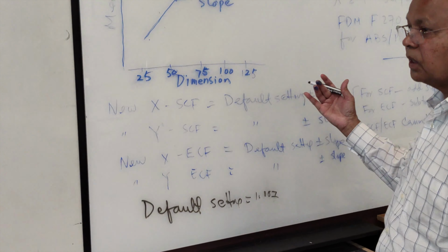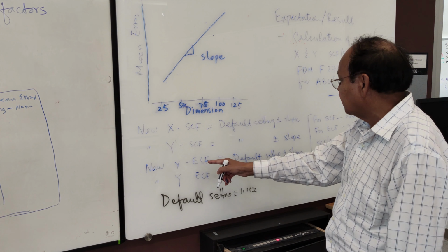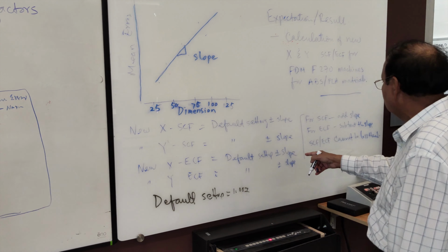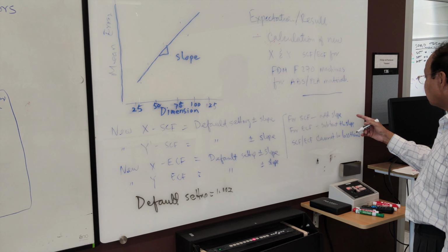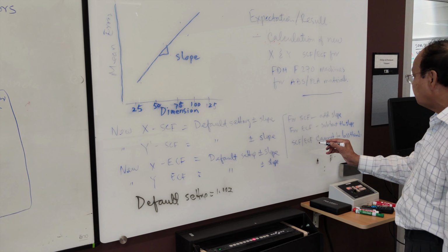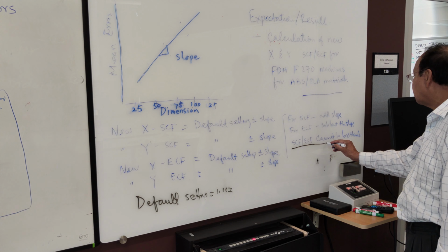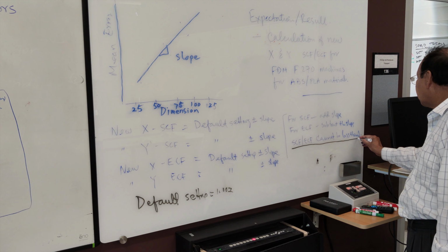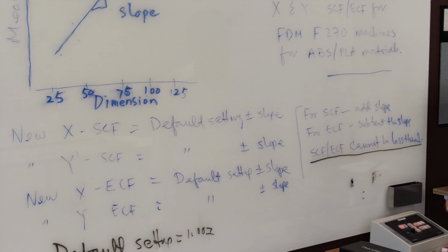So if it expands, we need to bring it down. So as I said, for the expansion compensation factor, use the same formula, but basically you have to subtract the slope. Another thing you have to remember, the new shrinkage or expansion factor cannot be less than 1. That's the direction that came from the manufacturing industry.